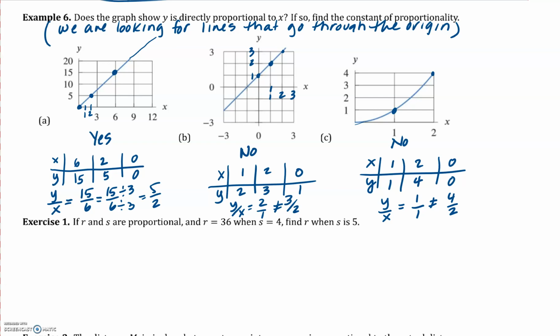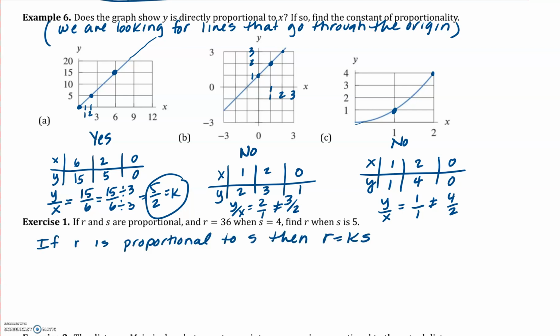Proportionality. Oh, by the way, I did find the constant. I didn't read the second part: find the constant of proportionality, if it is a yes. And part A was the only one, and we found it. It was 5 over 2. So let's look at exercise 1. You can go ahead and try it. If you want, pause here and try exercise 1 and come back when you're ready.